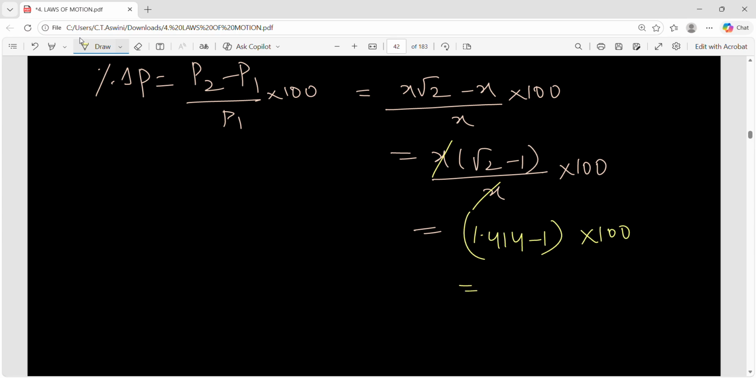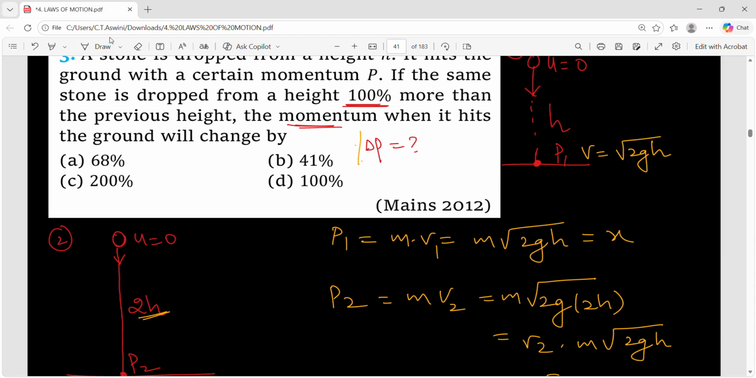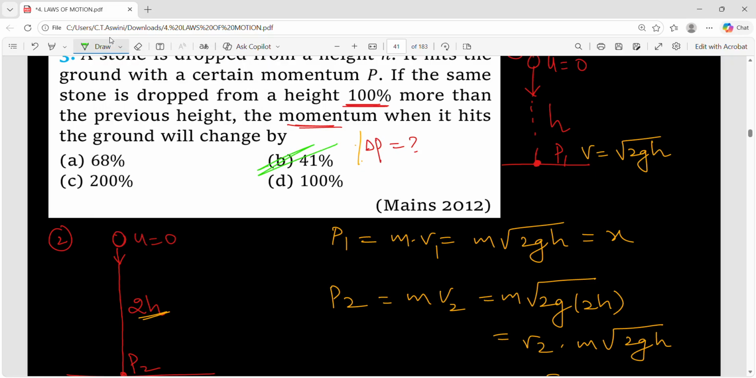X cancels. So root 2 minus 1, root 2 is 1.414, minus 1, into 100. So I'll get 0.414 into 100. So how much will it be? It will be 41.4%. So this is the percentage change in momentum. The approximated value is given as 41%. This is also fine. Clear?